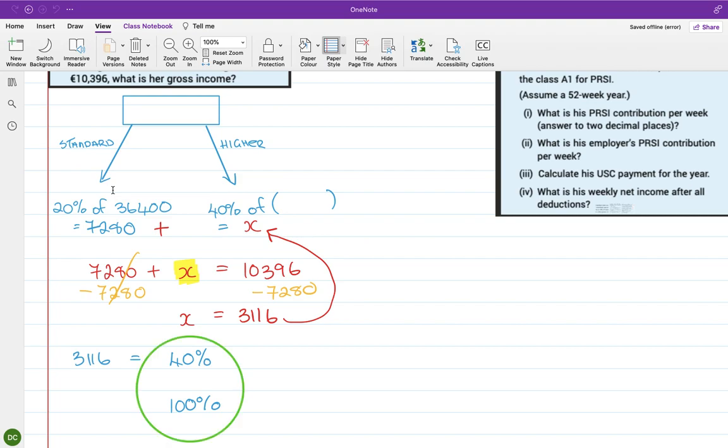There isn't a 1, so we put a 1 in. We go from here to here, so 40 to 1 is divide by 40. 1 to 100 is multiplied by 100. Pick up that maths and put it on the other side, so do the exact same thing over here. So divided by 40 multiplied by 100. I'm just doing that on my calculator, and I'm getting 7,790.